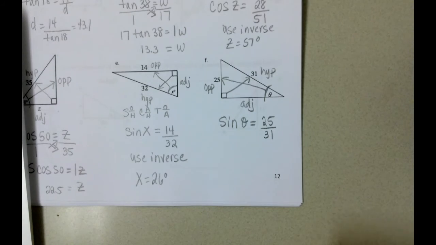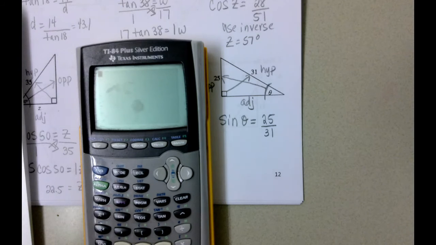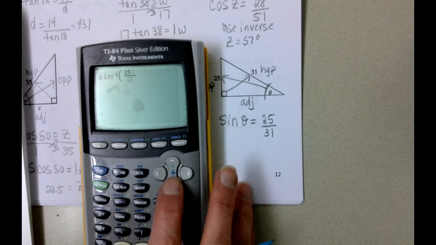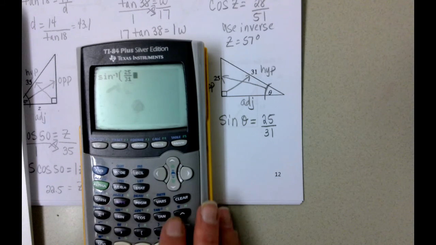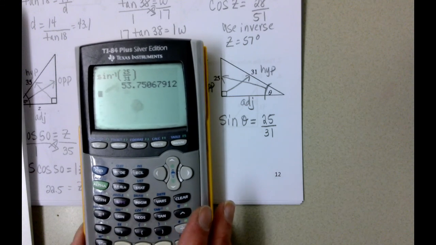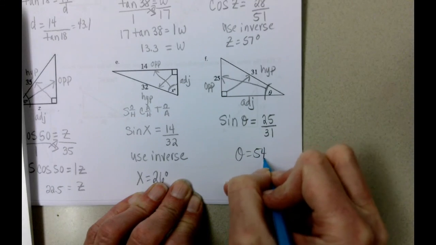So when we come over here to type this in, it's a little bit more complicated on the calculator than it is on Desmos, because we can get that button right away. And then we've got 25 divided by 31, and when we press enter, we're finding an angle. We have 53.7. 7 is greater than 5, so we're going to round and end up with theta equals 54 degrees.